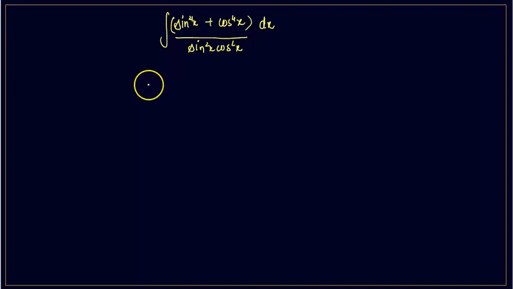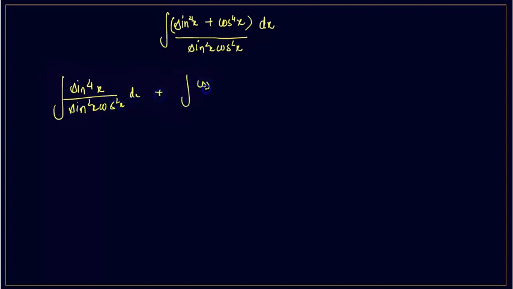Here we have the integration of sin^4 x + cos^4 x in the numerator, and in the denominator we have sin^2 x cos^2 x. So we will separate the terms. I will write it as the integral of sin^4 x upon sin^2 x cos^2 x dx, plus the integral of cos^4 x upon sin^2 x cos^2 x dx.